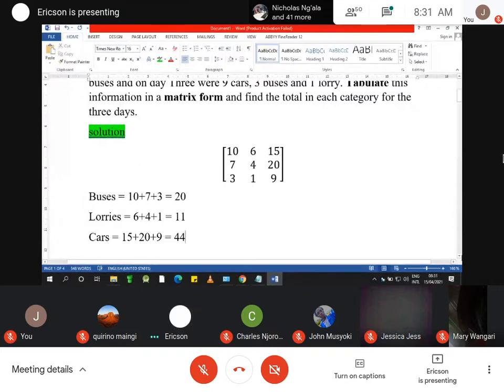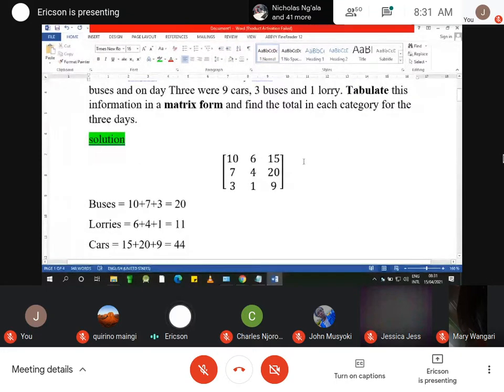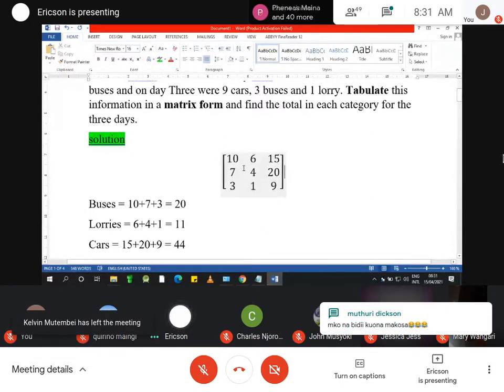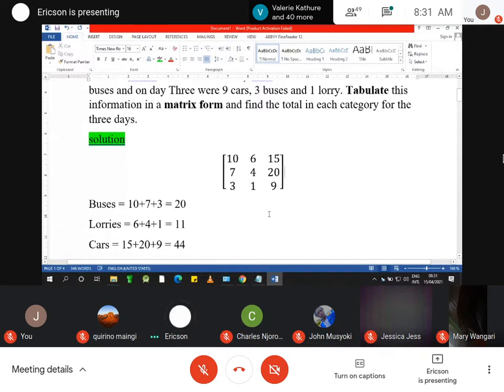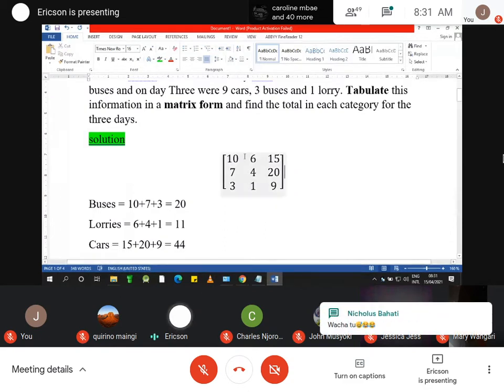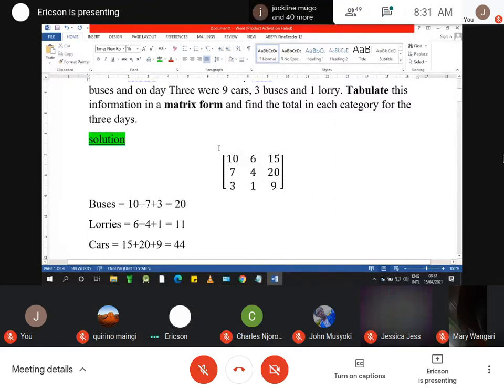So when you're told to tabulate this information in form of a matrix, this is the first step you do. You do not mix up the order in which they appear. Basically, for the rows, let them appear the way they are, because you start with the first day, the second day, and the third day. You can either start with the cars or the lorries for the columns. You can start with either one, but make sure that the elements appear in the order in which they are in the question. So basically, this is the solution for that. If you do it that way, you get all of the marks.